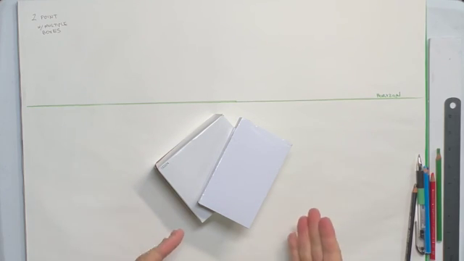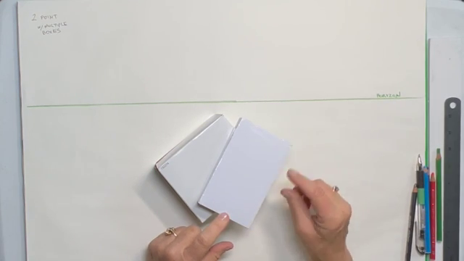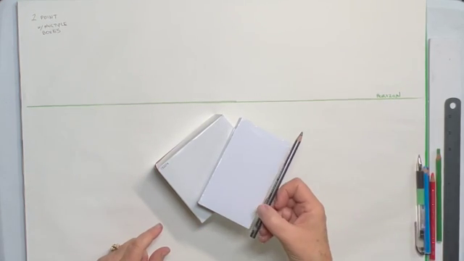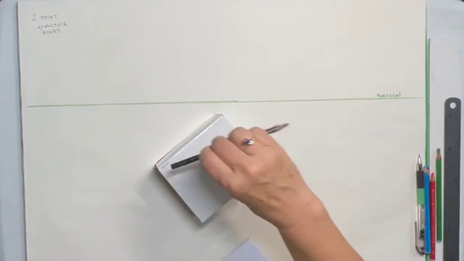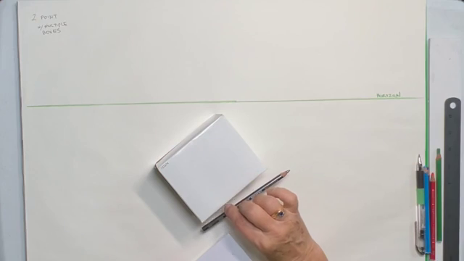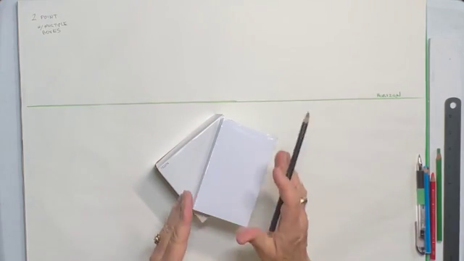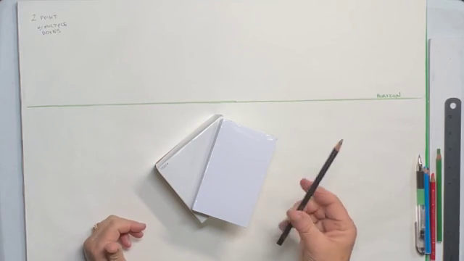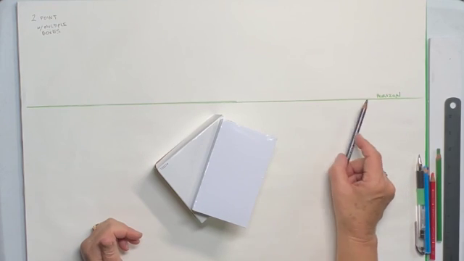We're still dealing with two-point perspective, where any lines that are parallel here go to the same vanishing point, but any lines that are parallel to these go to the same vanishing point. But we can see that because of the orientation, that vanishing point is going to be at a different spot on our horizon line.